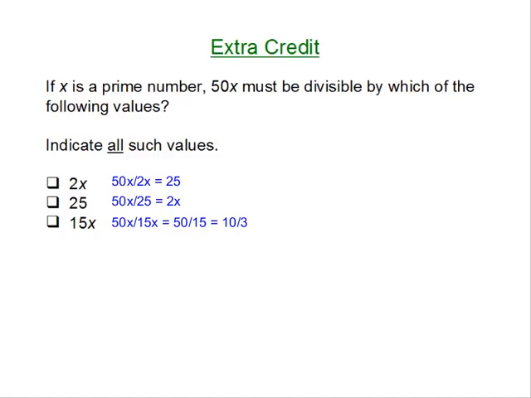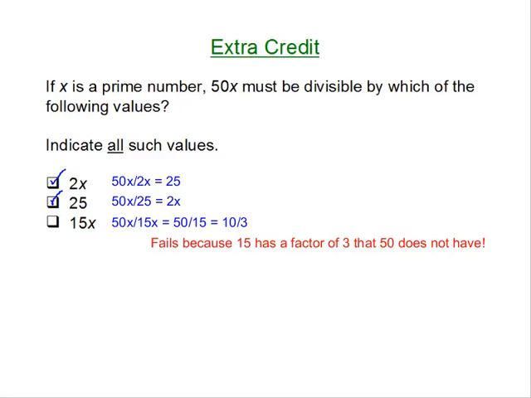See what cancels and see what's left over, right? So 25 is an integer. 2 times x left over from the second one is an integer. How do we know? Because x is a prime number, it must be an integer. And it's with the third one we see a failure. 50x over 15x reduces somewhat. The x's cancel, 5's cancel, but we're still left with a fraction. So that's the one answer that is not correct.